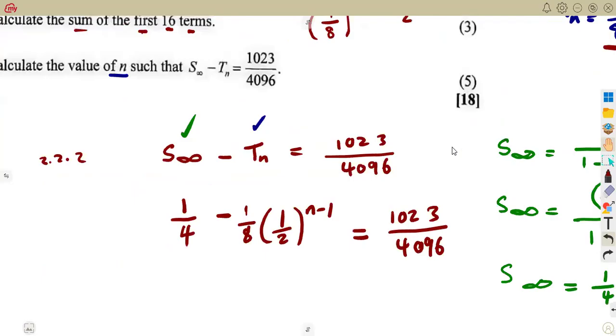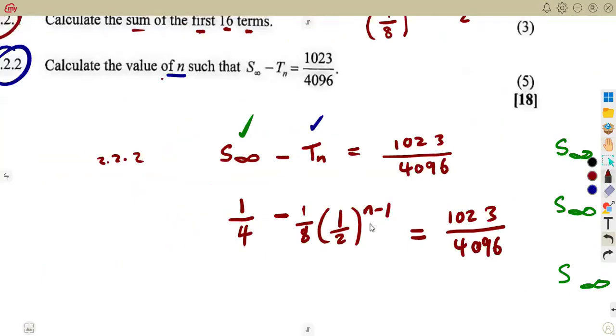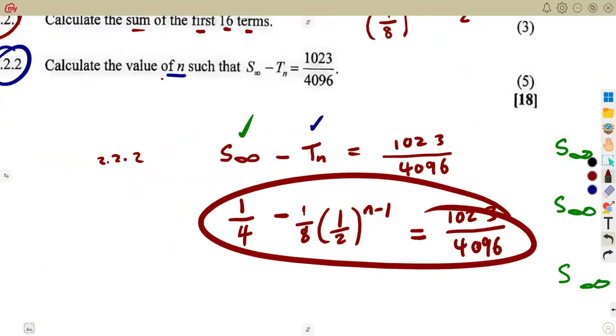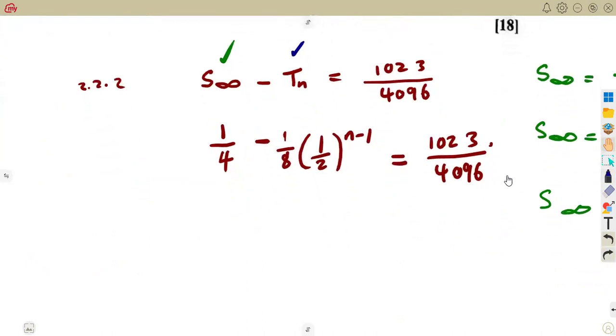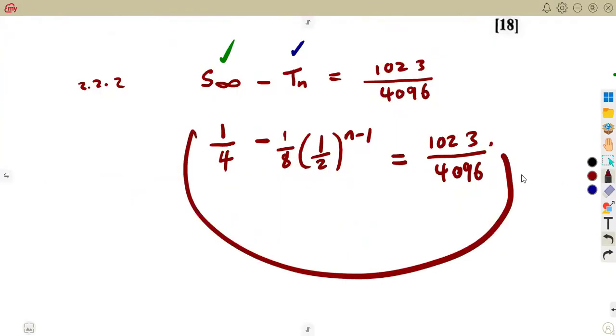From this, we can calculate the value of n, because we can see that we have formed an equation, and in this equation it is only n that we have as the unknown. So we can solve for that unknown. How can we solve here, guys? We can get rid of the 1 over 4, take it to the other side.